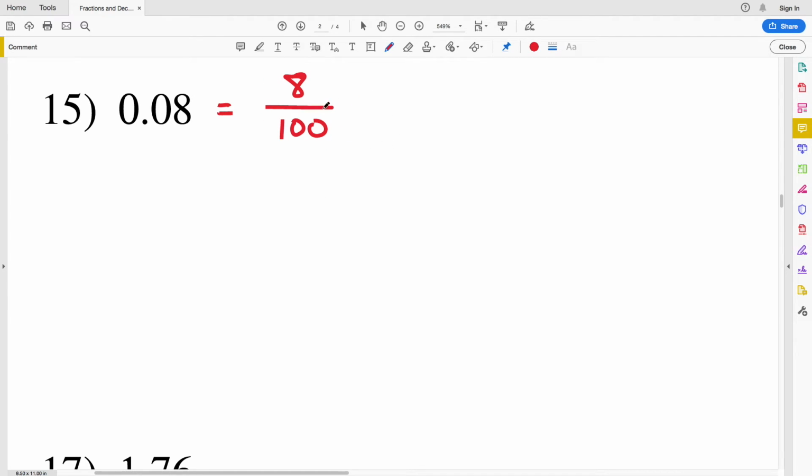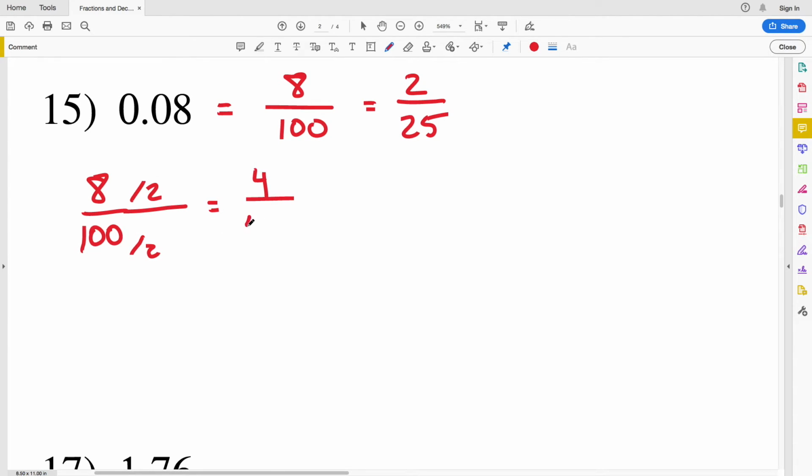However, this isn't simplified, because both are divisible by 2. Well, actually, both are really divisible by 4, because 8 divided by 4 would give me 2, and 100 divided by 4 would give me 25. Although, if you didn't see that it was divisible by 4 at the start, just divide by the first one you see. If you divide both by 2, dividing 8 by 2 and dividing 100 by 2, we would get 4 over 50. And again, both of those are divisible by 2. So divide by 2 again, and we would get 2 over 25.